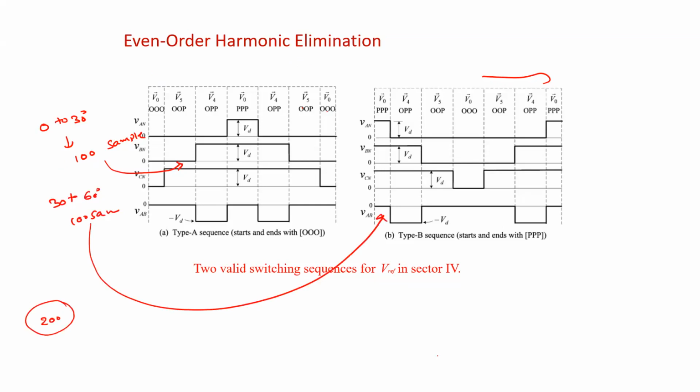So that 200 is divided into two parts, 100 samples. So you follow this pattern, and for the remaining 100 samples, you follow this pattern. So when you're selecting your TS, make sure that it is properly divisible. That is one of the things you have to keep in mind.